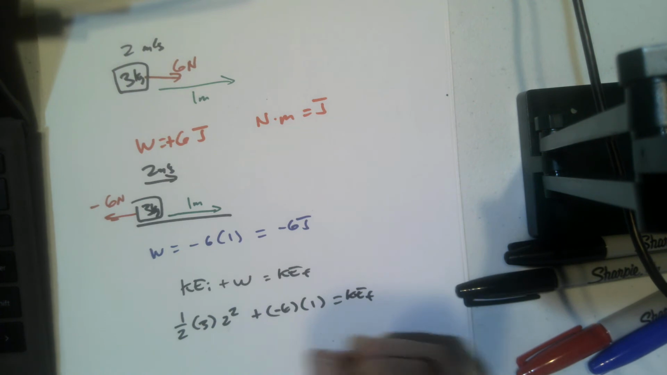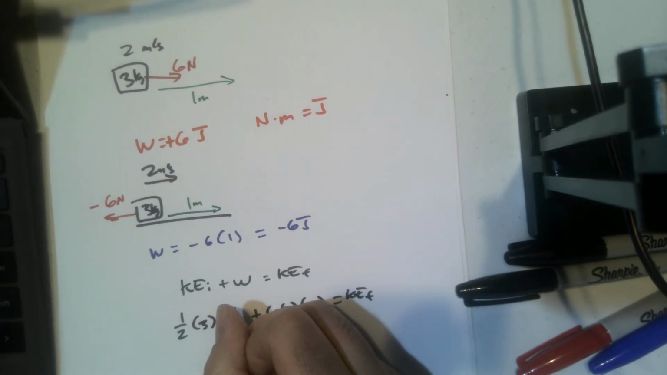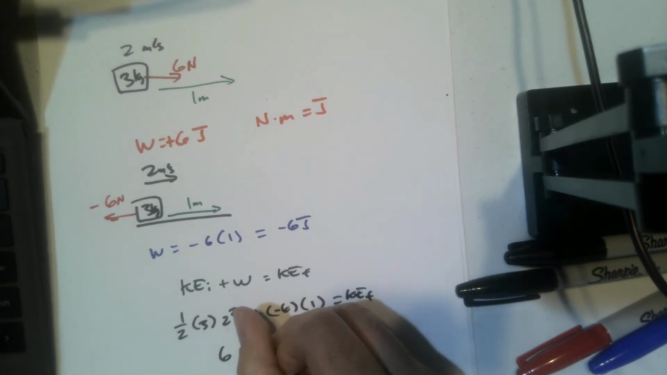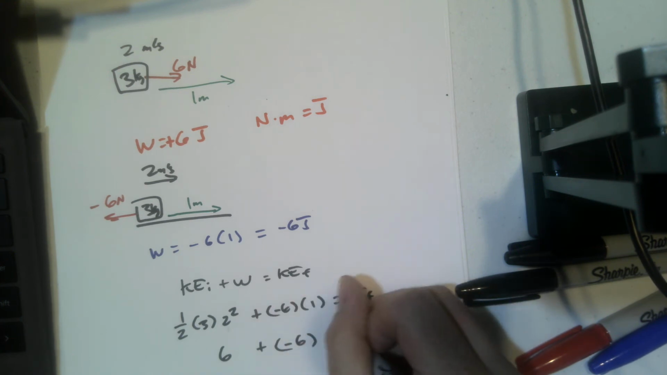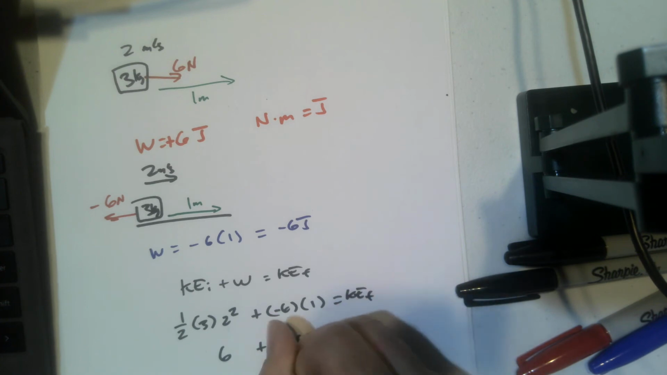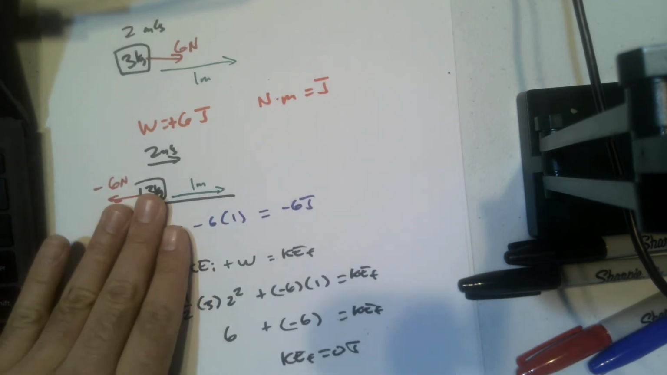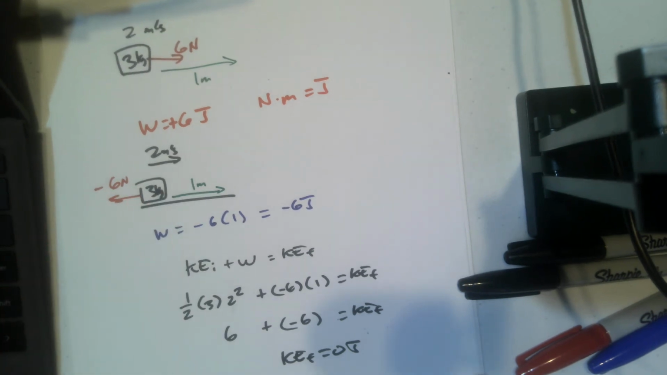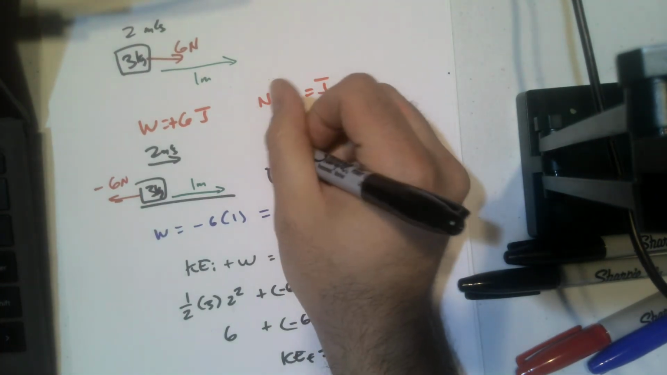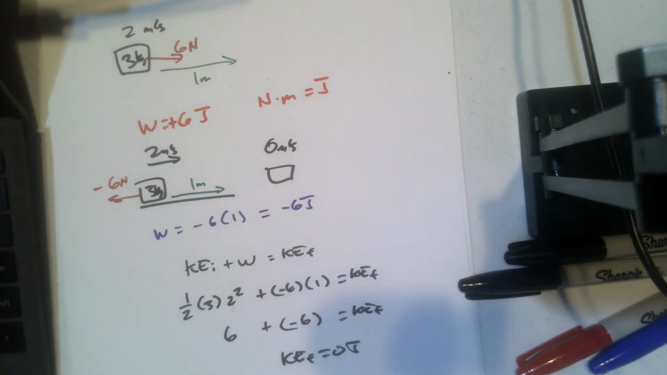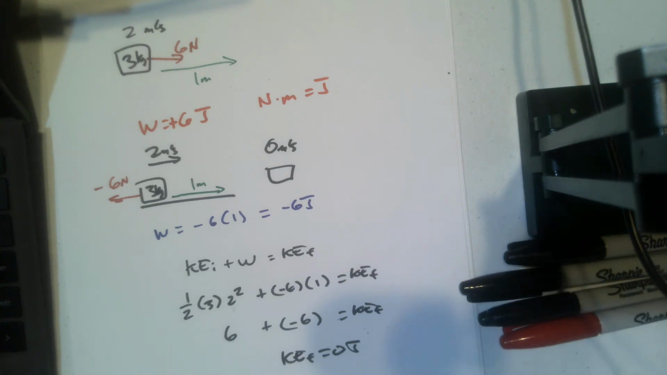And if you happen to look here, this ends up being 6, and this ends up being negative 6. So we start out with 6 joules of energy, but we're going to remove 6 joules of energy. And so our final kinetic energy ends up being 0 joules. So what this force is going to do is remove all the kinetic energy from our object, and our object's going to end up sitting here at 0 meters per second. So we can use work to remove energy from the system. That's what your negative value means.